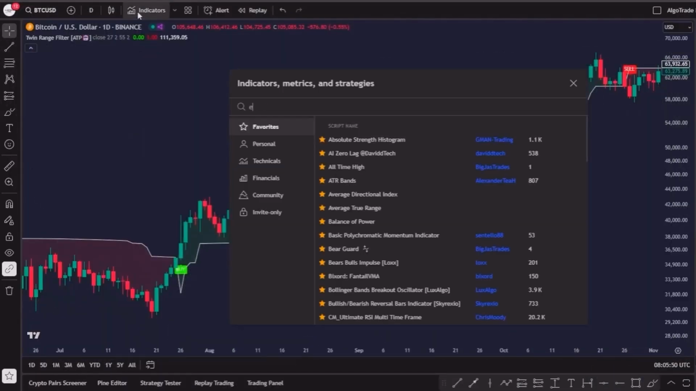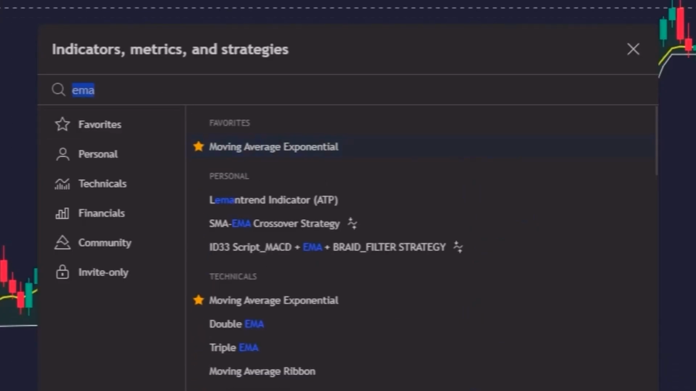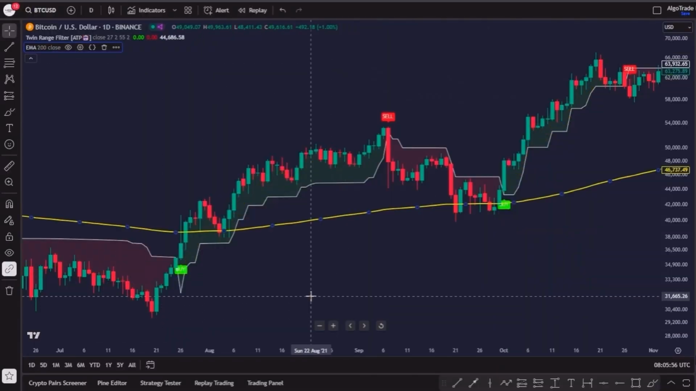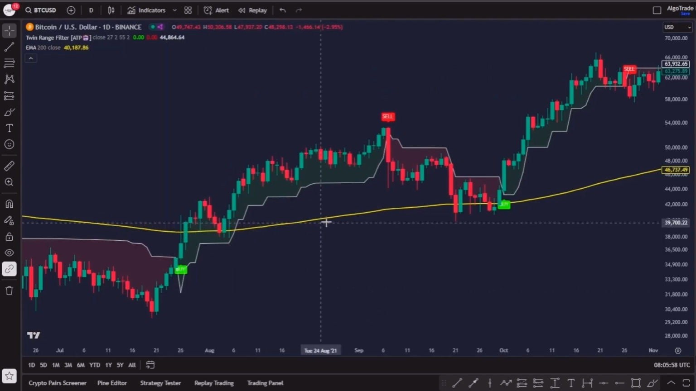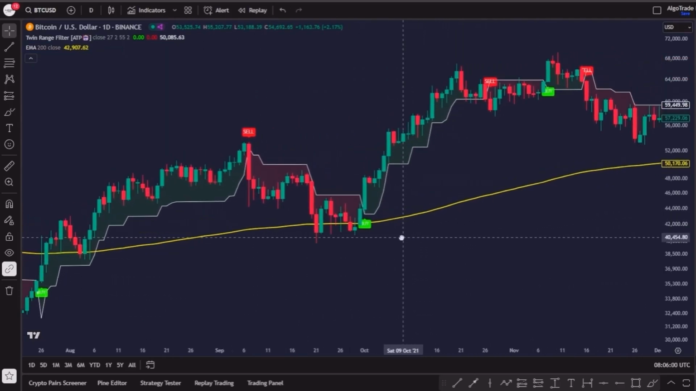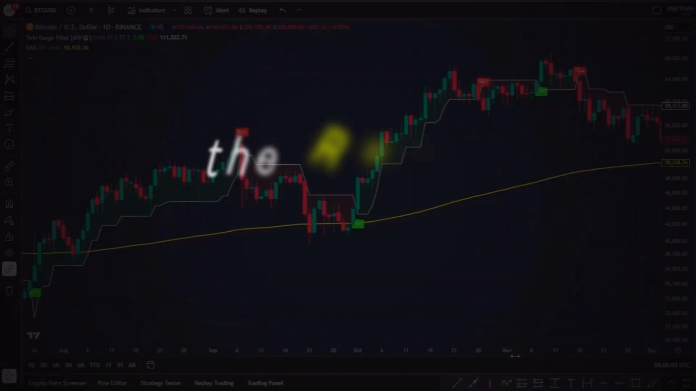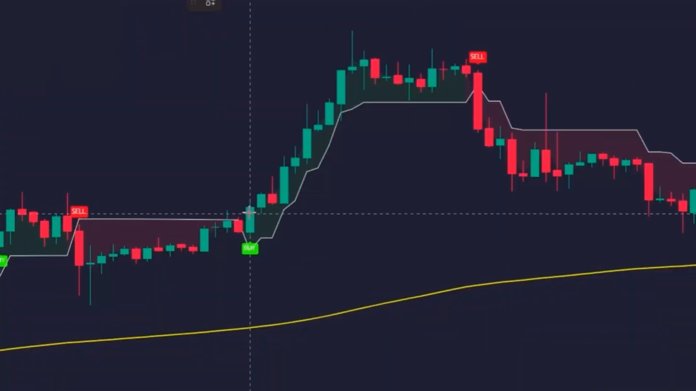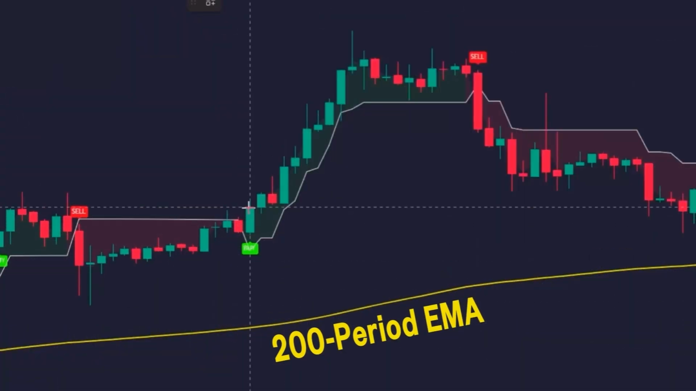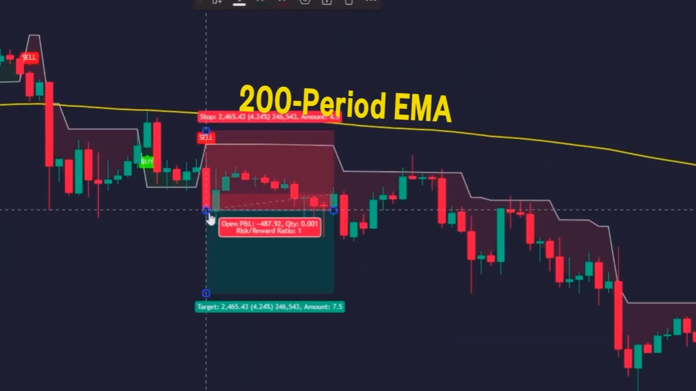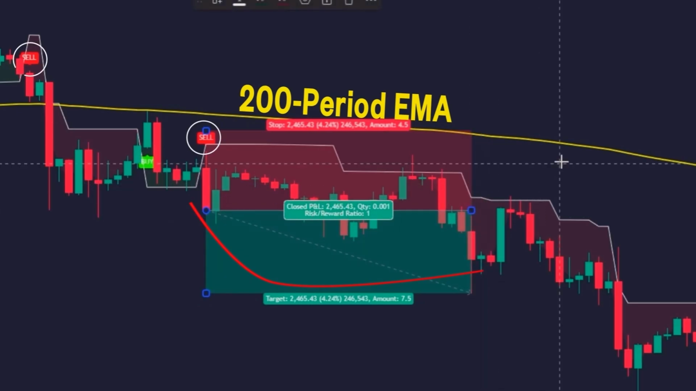To begin, we are going to apply a simple but effective trend filter, the 200 period exponential moving average. This helps us stay aligned with the broader market direction and filter out trades that go against the trend. The rule is straightforward. If the price is above the 200 EMA, we will only take buy signals. If the price is below, we will only take sell signals.